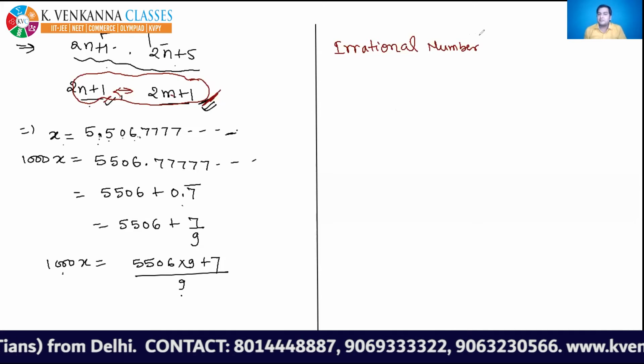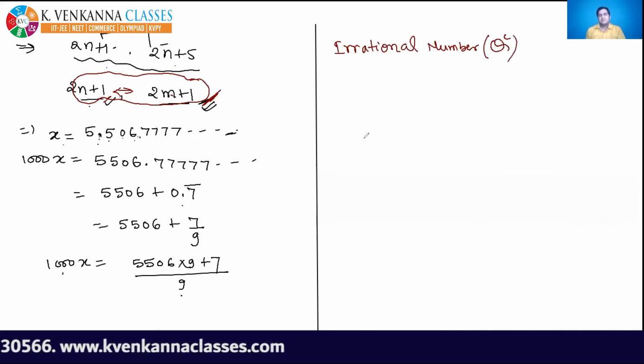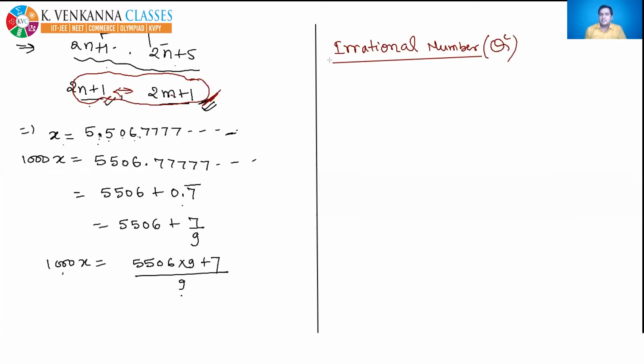Irrational number is denoted by, although there is no fixed notation, but you can denote it by Q complement. The meaning of this complement will be cleared in set theory, but right now you can think complement means except rational numbers. So except rational numbers, all other numbers are irrational numbers. If from all real numbers we remove rational numbers, then we will get irrational numbers. It is denoted by Q complement.